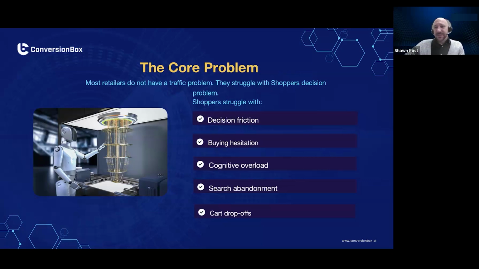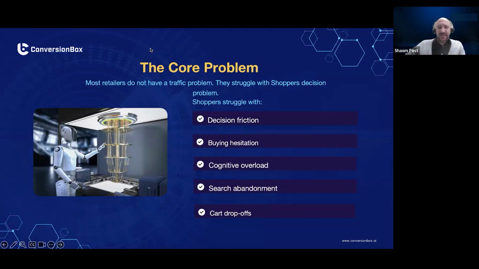To do this, you want to understand what the core problem is currently. Most retailers don't have a traffic problem. They struggle with shoppers and their decisions. Shoppers have decision friction. There's buyer hesitation, cognitive overload, search abandonment, and cart drop-offs.